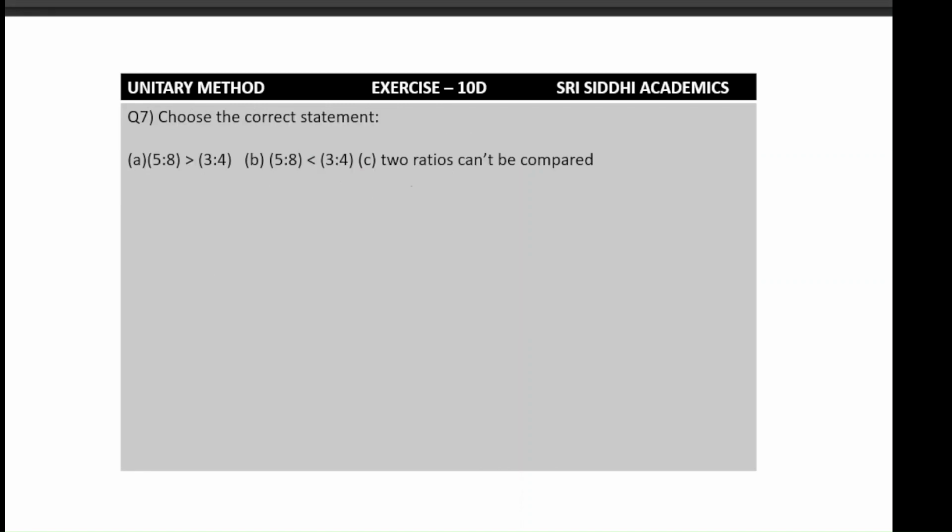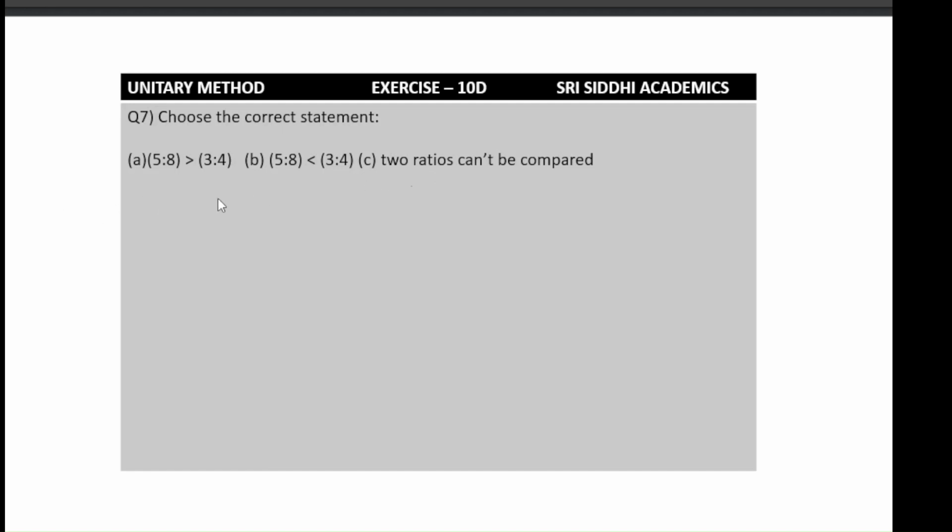Let's do question number 7 next. Choose the correct statement. Option A is 5 is to 8 is greater than 3 is to 4. B is 5 is to 8 is less than 3 is to 4. And option C says two ratios cannot be compared. Of course, two ratios can be compared.